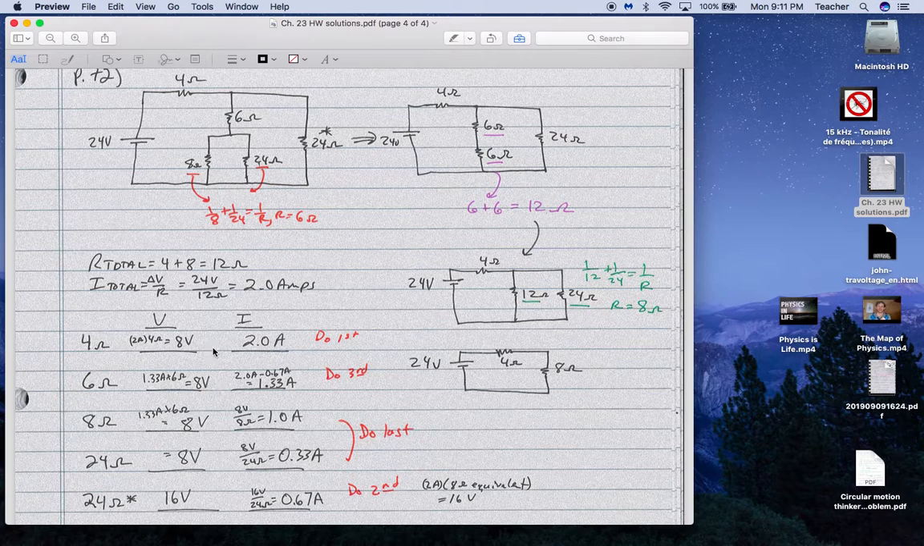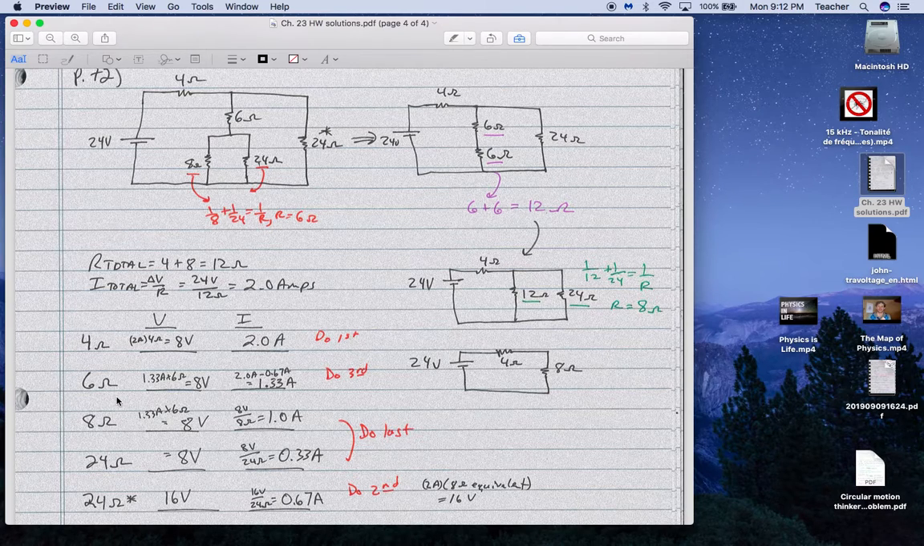So in this particular case, if I go this outer branch, this outer path, then only the 24 ohm resistor with the asterisk is in that path. So therefore, all 16 volts must be used across it. 16 volts divided by that specific resistance of 24 ohms gives me 0.67 amps.